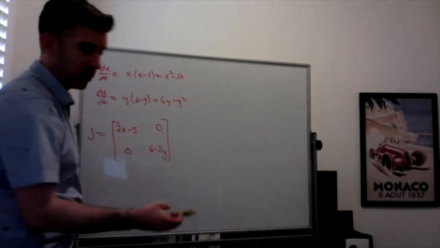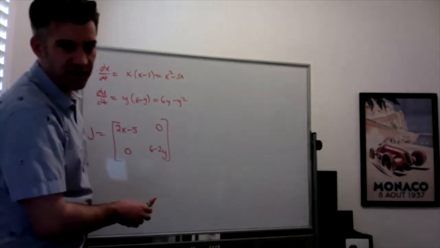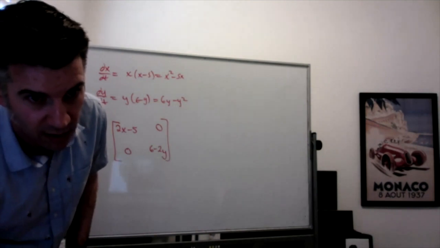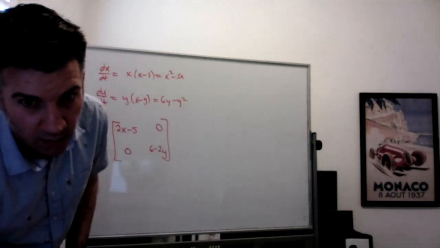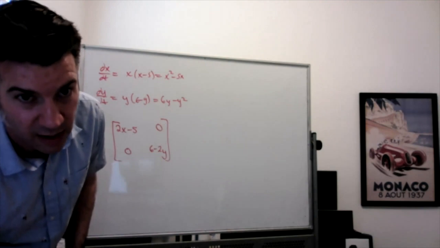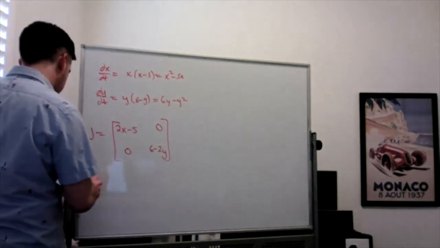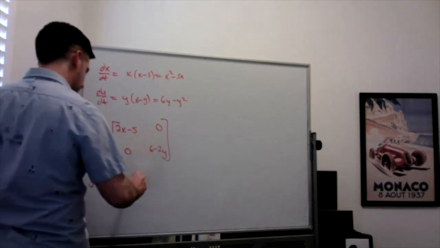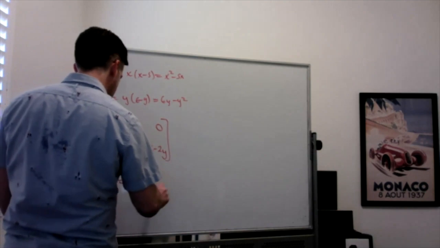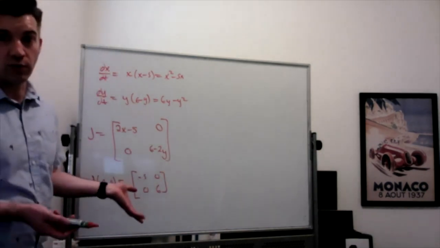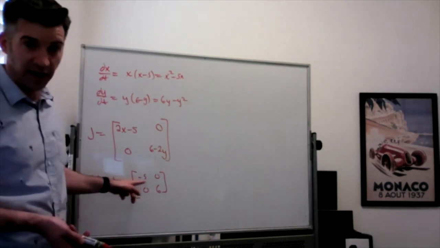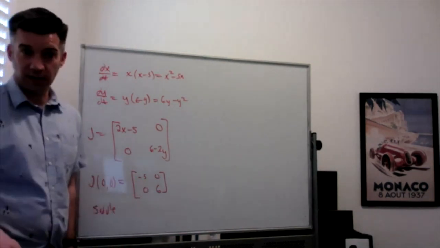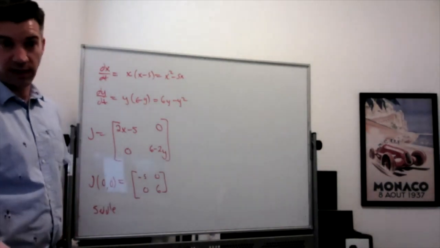Great, so let's plug in all the points. So the Jacobian at (0, 0) is going to be [-5, 0; 0, 6]. The nice thing about this example is it's super easy to see the eigenvalues. The eigenvalues are -5 and 6. Oh, we have a saddle, because the eigenvalues are on opposite sides. They're both real and one's positive, one's negative.